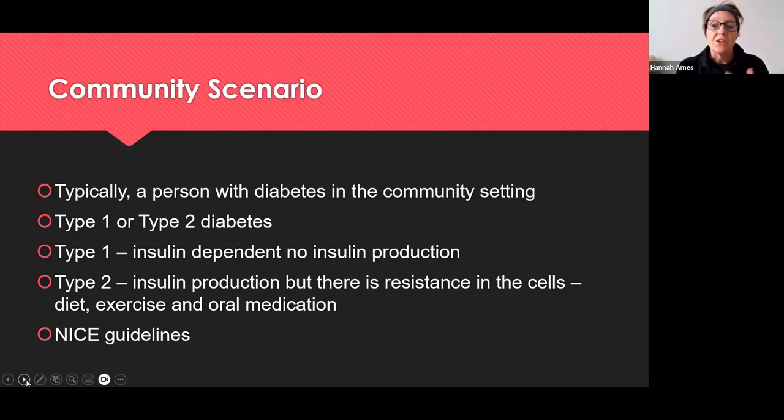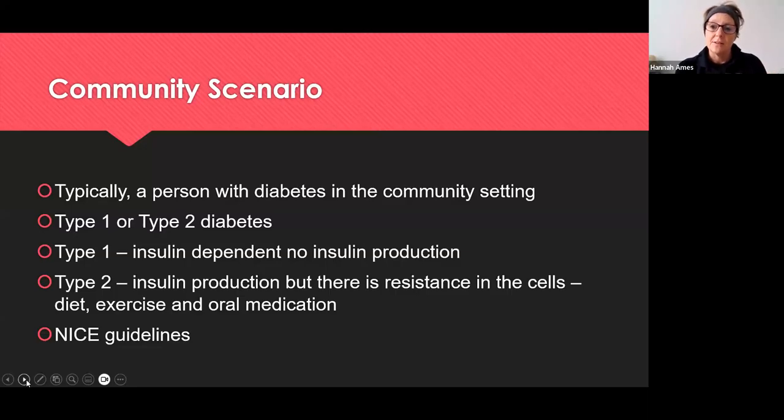So just a refresh, remember there are two different types of diabetes, type 1 and type 2. Type 1 is your insulin dependence. This is where your body is not making any insulin production and you need to administer insulin. And type 2 is you still have insulin production, so your pancreas is still making insulin, but your cells have become resistant to it. And this is normally managed through things such as diet, exercise, and oral medication. And it's very much a consequence of lifestyle changes over the years. Whereas type 1 is an autoimmune condition which occurs from childhood normally.